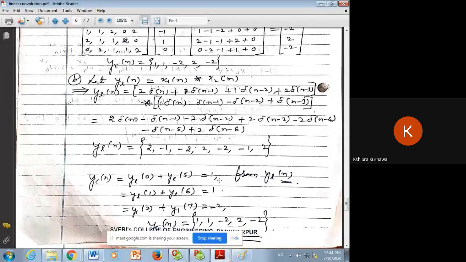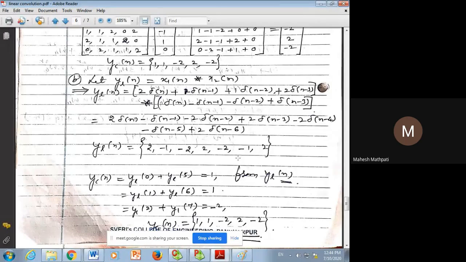Can anyone tell me? 2, minus 1, minus 2, 2, minus 2, minus 1, 2. Okay, so this is your linear convolution result. You can use any method. You can go for the tabular column method, or the graphical representation method, or else the simple multiplication form.